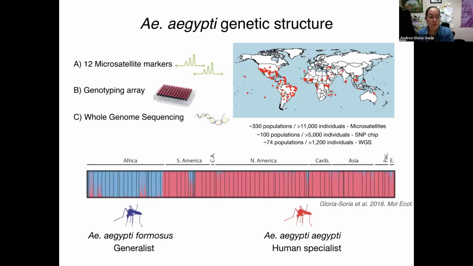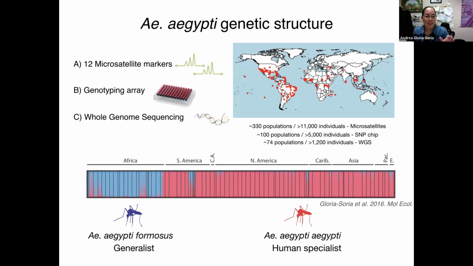And so this analysis, as I said, inferred two main genetic clusters across the world, which split very well between the African mosquitoes here in blue and the rest of the world, which is represented mostly in red.